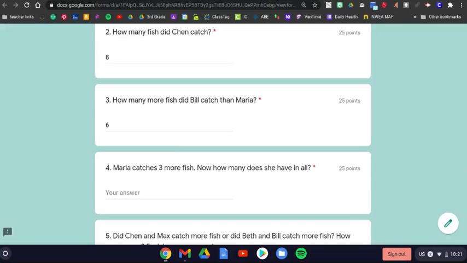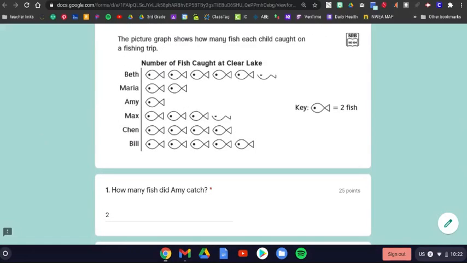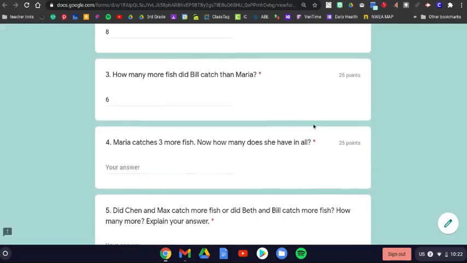Now it says Maria catches 3 more fish. How many does she have in all? Here's where you have to be careful. Maria has 2 fish next to her picture, so we know that 2 fish times 2 is 4 total fish. And down here, it wants to ask how many more fish after that. Not 3 more fish pictures, 3 more fish total. So we're looking at 4 fish that she already has plus 3 more fish. I'm going to add 4 plus 3, which is how many fish for Maria?